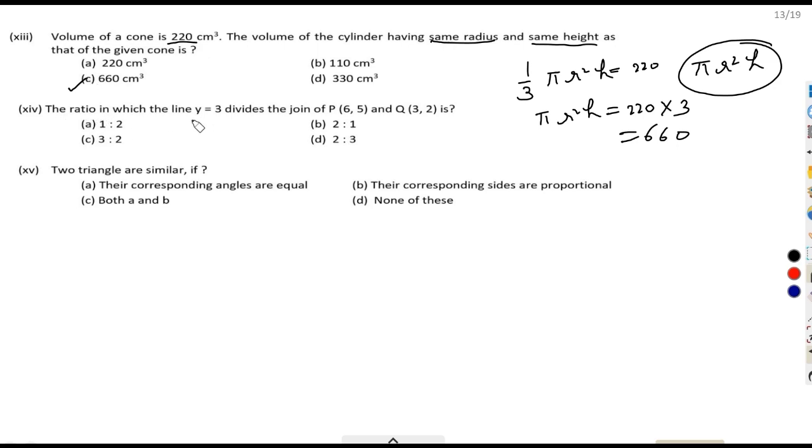The ratio in which the line y is equal to 3 divides P and Q. To explain this, I am drawing a rough figure just for explaining you. There is no need to draw the figure.